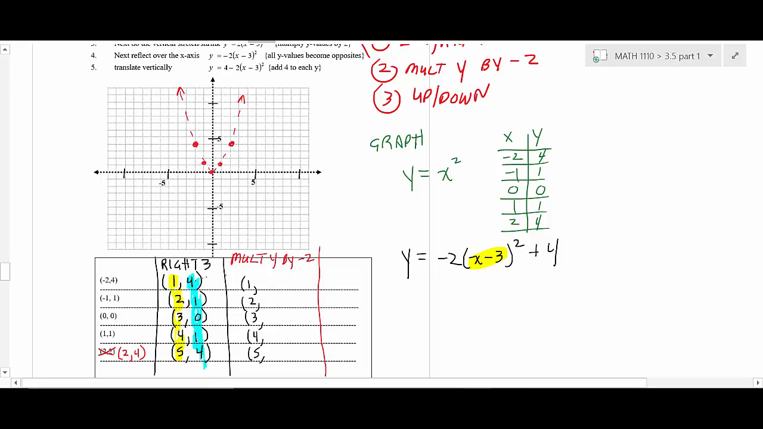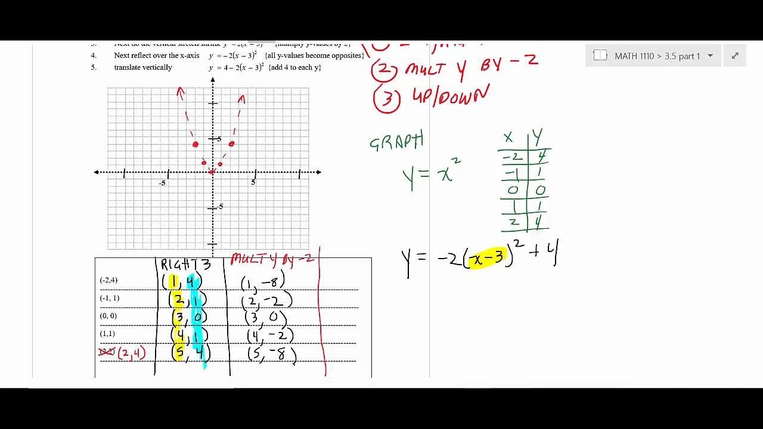So 4 times negative 2 is what? Negative 8. 1 times negative 2 is negative 2. 0 times negative 2 is still 0. 1 times negative 2 is negative 2. And then 4 times negative 2 is negative 8. You guys see what I just did? So I'm following order of operations.